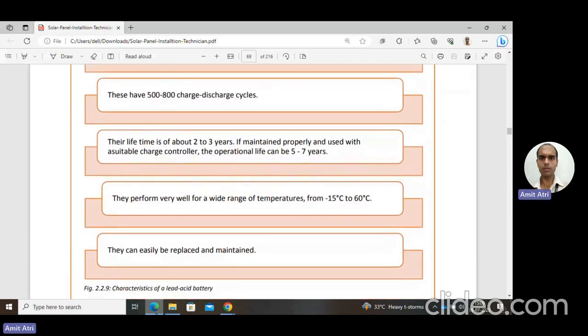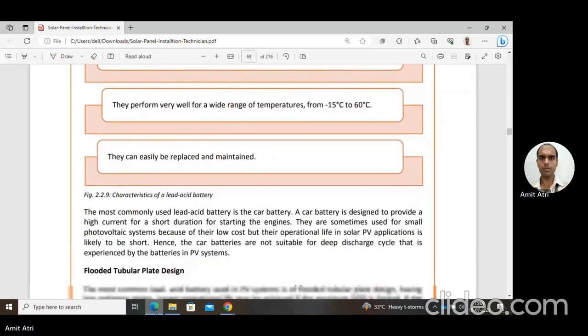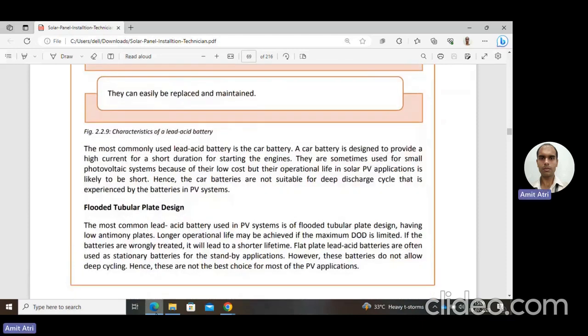They perform very well for a wide range of temperature, from minus 15 degrees Celsius to 60 degrees Celsius, and can be easily replaced and maintained. The commonly used lead acid battery is the car battery. It provides a high current for a very short duration for starting of the engine. They're sometimes used for small photovoltaic systems because of their low cost, but their operational life in solar PV application is likely to be short. The car batteries are not suitable for deep discharge cycles, which is what is required in a PV system.